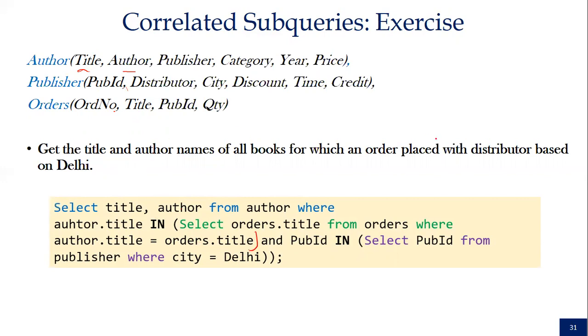That is one condition. The next condition is distributor is based in Delhi. Delhi is in which table? In publisher. Publisher is related with the order based on the public ID. So based on this public ID we write public ID in select public ID from publisher where city equals Delhi. So only the titles from the order table whose city is Delhi will be selected. Is that okay?